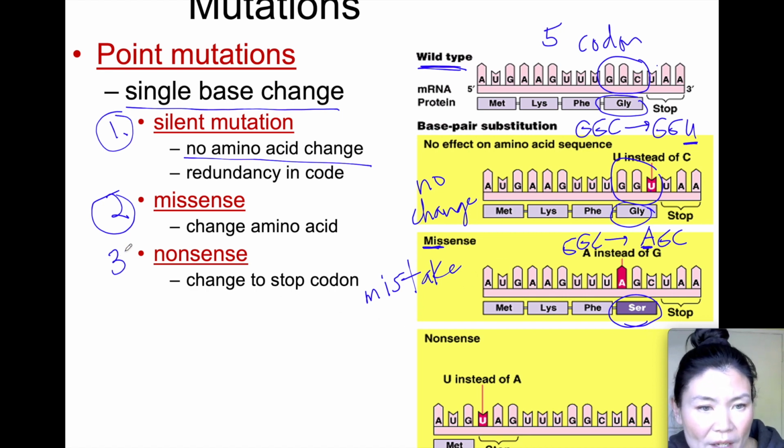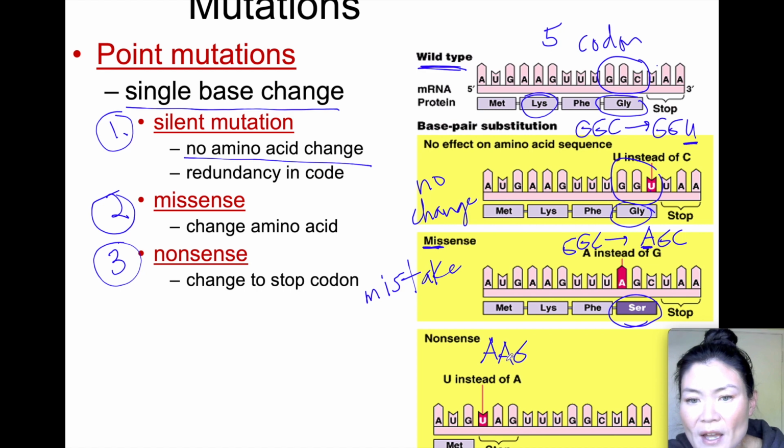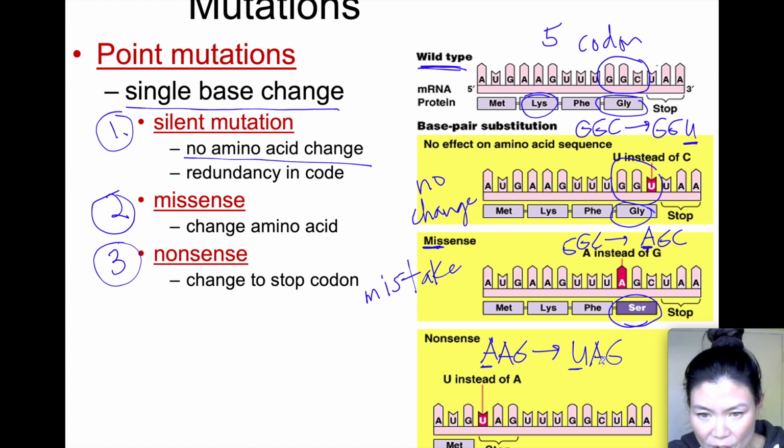The third type of point mutation is called nonsense, where there's a change in the codon. We're talking about this codon, which is supposed to be AAG. The AAG codon codes for lysine, LYS, but there's a mutation. It's now UAG. The first letter is mutated. It went from A to U, and UAG is a stop codon.